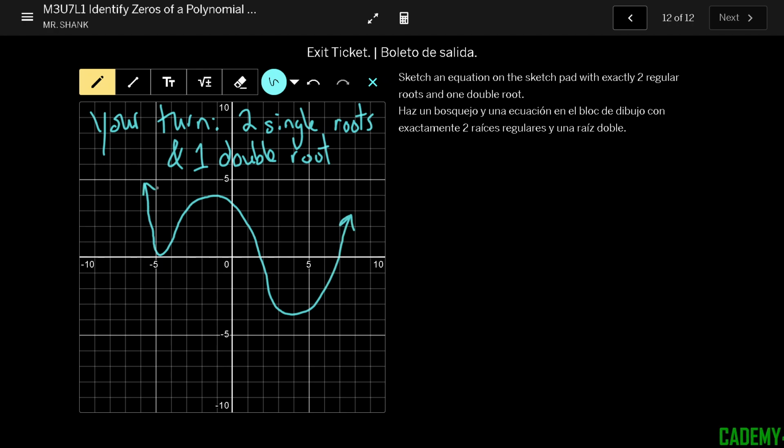So any way you draw it, you have several options of how you want to do it. Maybe you have a single root and then a double root, then a single root, or you can have a couple different options. But as long as you have one point where it bounces off the graph, and 2 other points where it goes through the x-axis, then you'll be good.